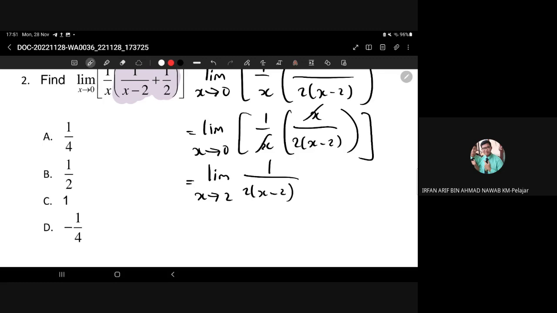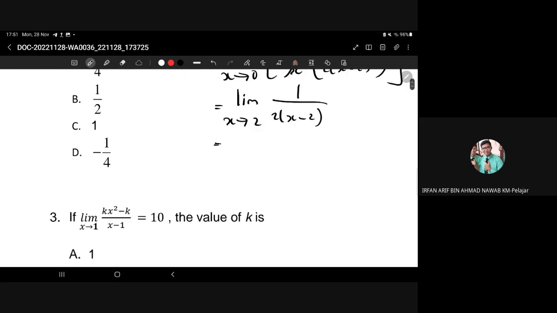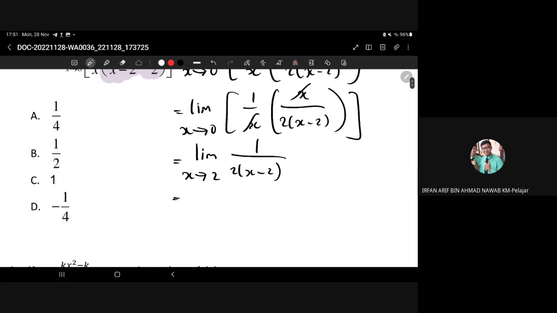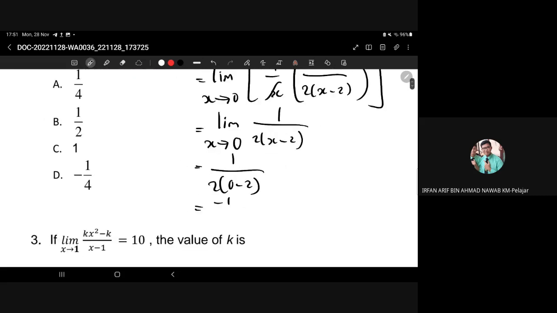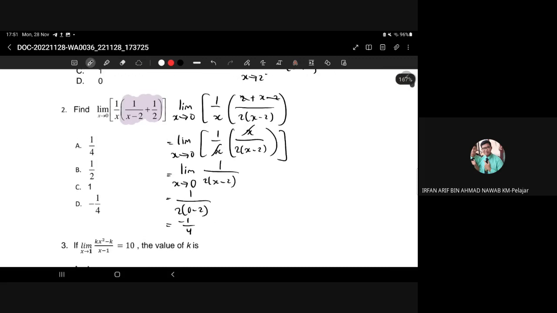Okay. So from here, you will get, wait, 0, sorry, what did I write? 2. Okay, so you directly substitute this value into this function, and then you will get 1 over 2 times 0 minus 2. Therefore, it should be negative 1 over 4. So that is your answer for this limit.